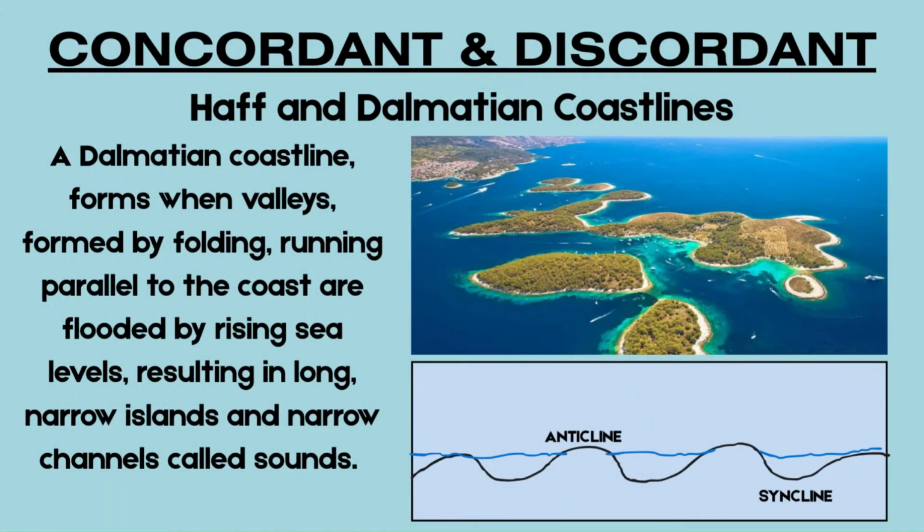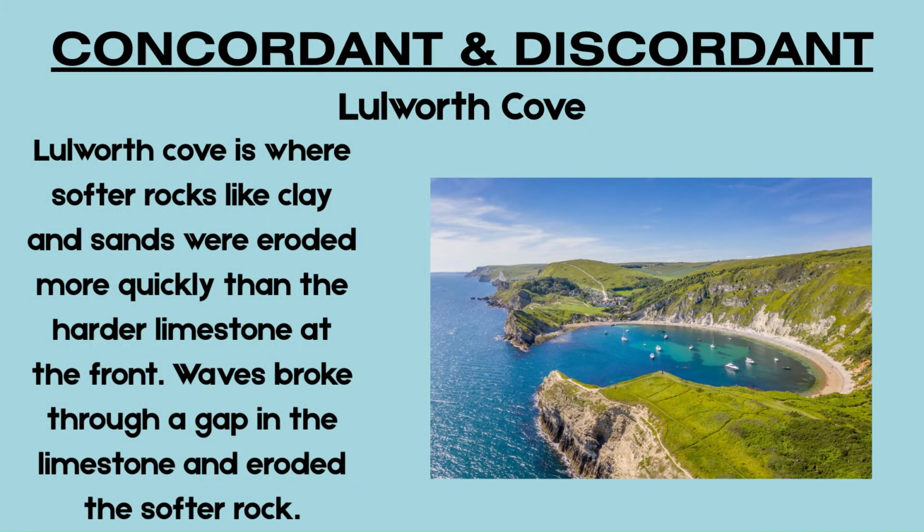Secondly, a Dalmatian coastline forms when valleys, formed by folding, running parallel to the coast are flooded by rising sea levels, resulting in long, narrow islands and narrow channels called sounds. A final example, that is one of the most famous coastal locations in the UK, is Lulworth Cove. The cove formed as a result of differential erosion where softer rocks like clay and sands were eroded more quickly than the harder limestone at the front. Waves broke through a gap in the limestone and eroded the softer rock.